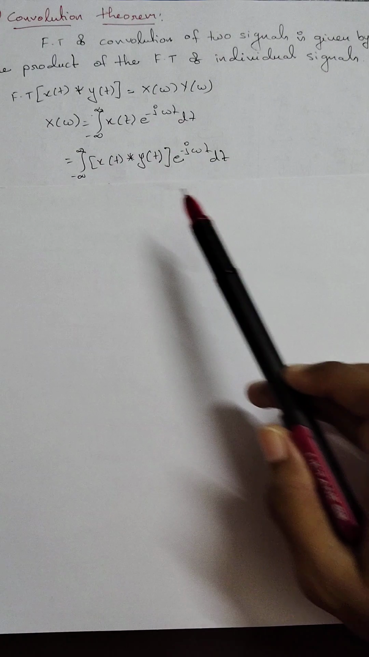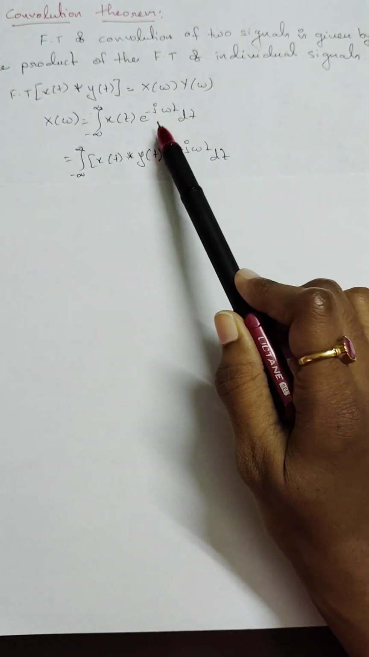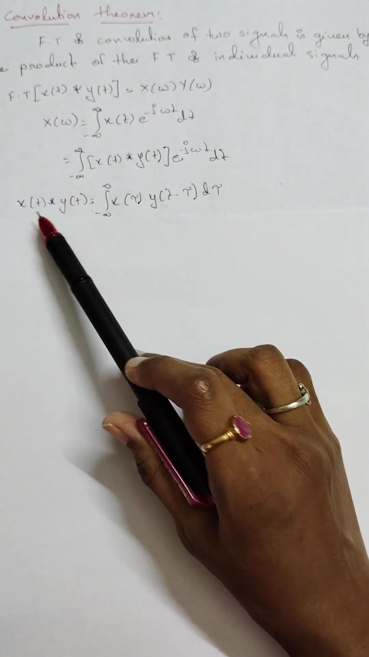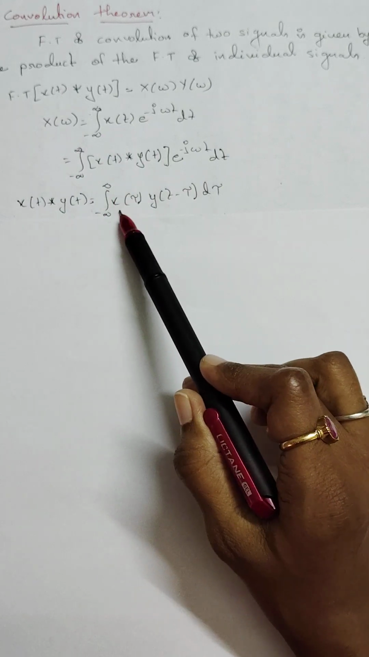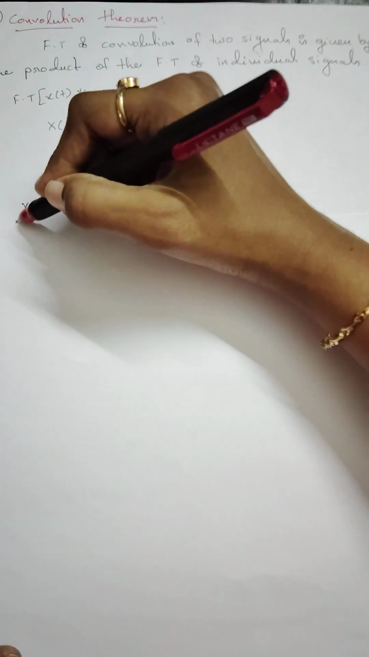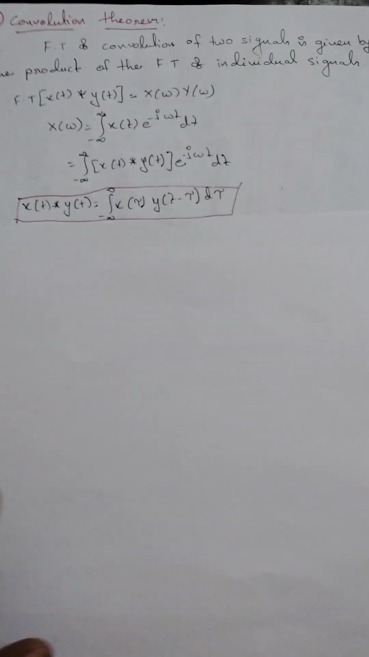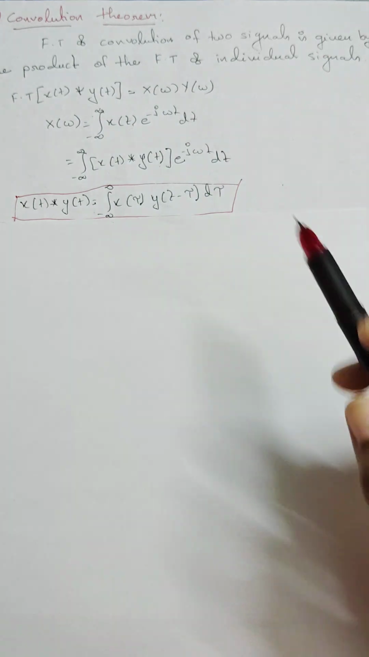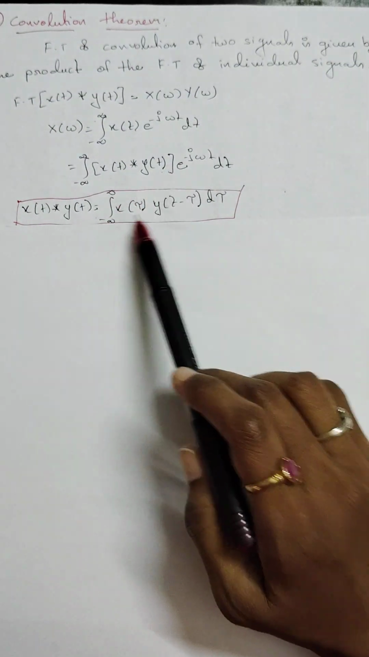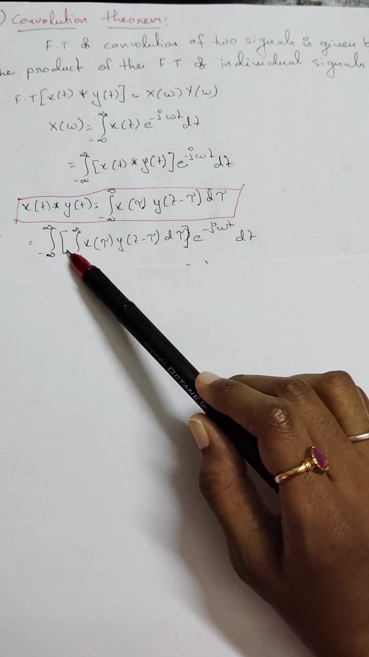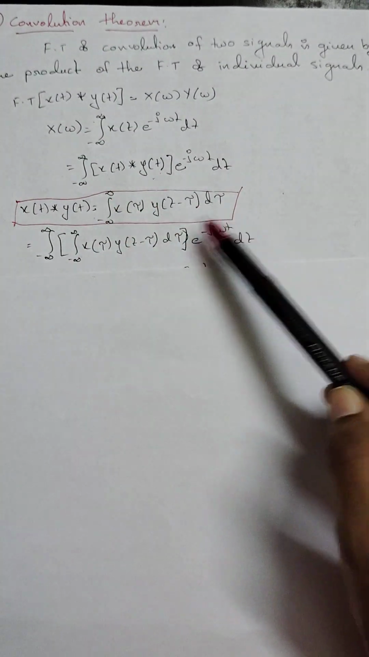So here we have substituted the convolution of x of t with y of t into e power minus j omega t. Now what is the formula of convolution? The convolution of x of t and y of t is equal to integral from minus infinity to infinity x of tau y of t minus tau d tau. This is the convolution formula, and you have to substitute it here in place of x of t convolved with y of t. After substituting, we get the integration, with this value in place of x of t convolved with y of t, into e power minus j omega t dt.